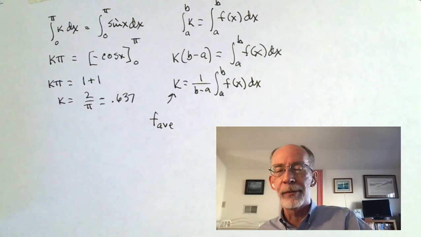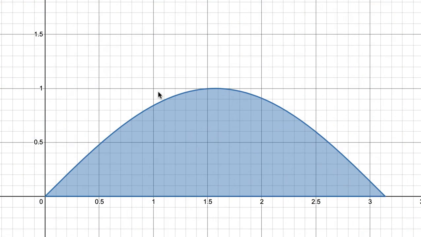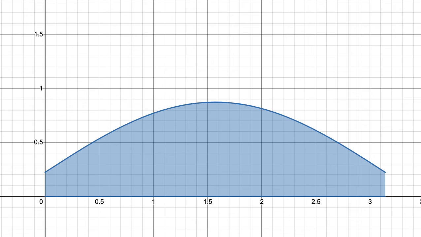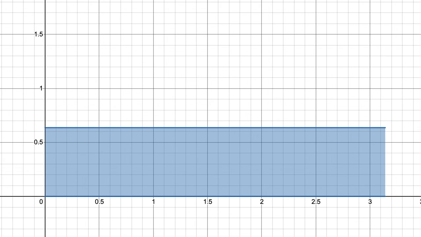Let's pop back to Desmos. As you'll recall, we said a moment ago that the average value of this function is about 0.637. And if I flatten it out like so, that's what it looks like. Here's 0.5, here's 0.6. So just shy of halfway from 0.6 to 0.7, 0.637 seems quite a reasonable estimate.